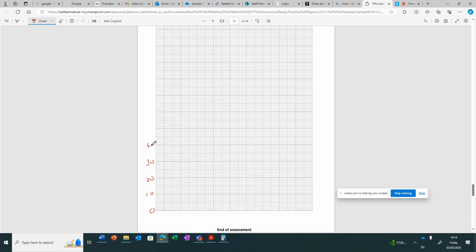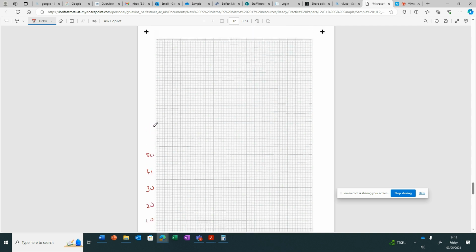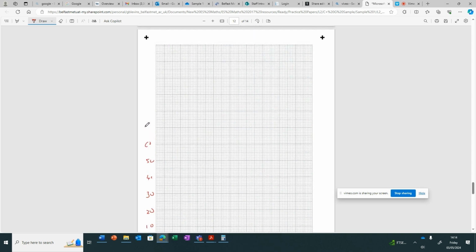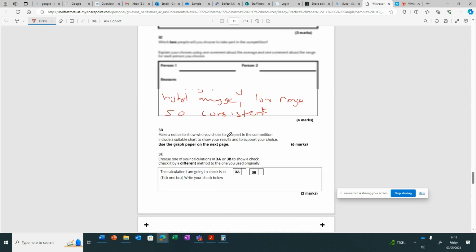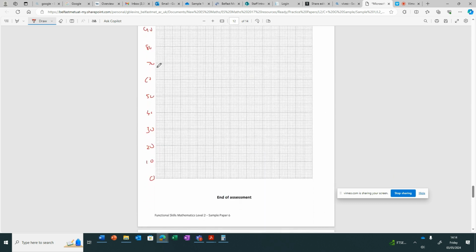60, 70. Make sure your numbers line up to the line. Let's do the best I can. 90, 100, and I think we want to go up to 108, so 110, slightly past that. First person is Boris, he's 70, so we give him a bar. Oh, make sure you draw it with a ruler, obviously. Leave one space in between.